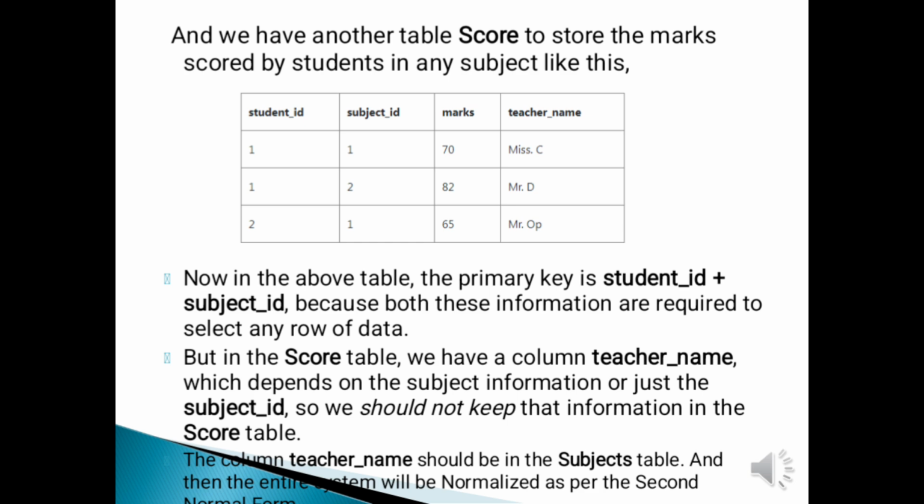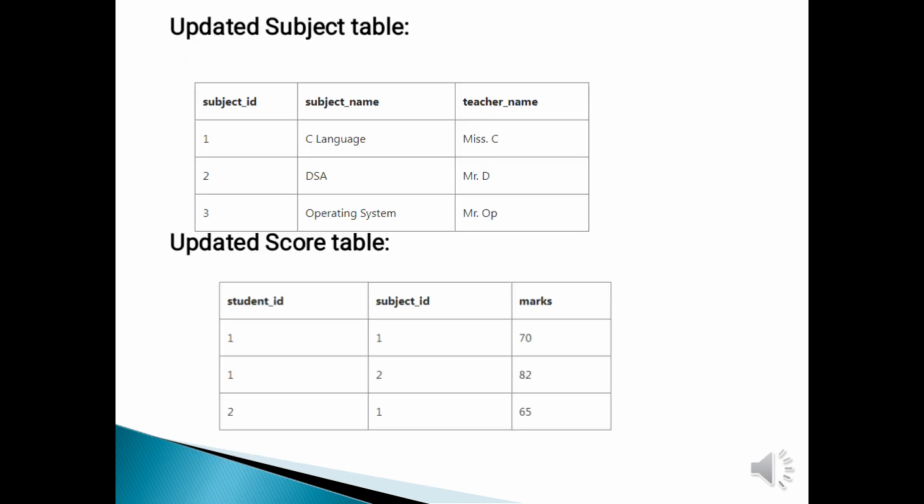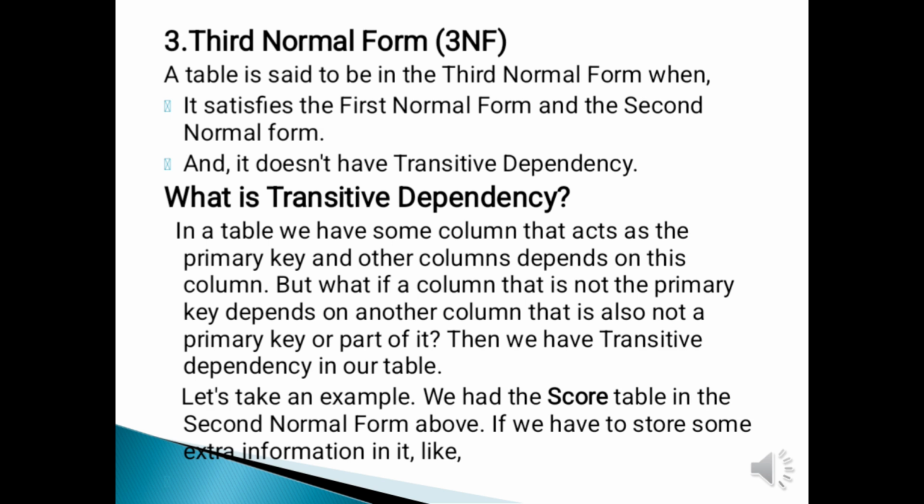But in the score table, we have the column teacher name, which depends on the subject information, or just the subject ID. So we should not keep that information in the score table. The column teacher name should be in the subject table, and then the entire system will be normalized as per the second normal form. The updated subject table looks like subject ID, subject name and teacher name, and the updated score table looks like student ID, subject ID and marks.